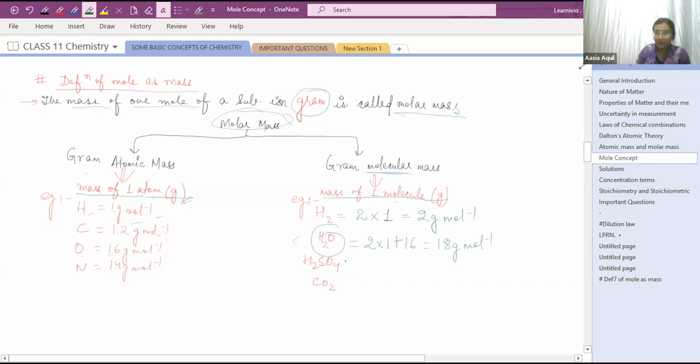Like, what will it be for H2SO4? Just tell me. H2SO4 is 2 into 1, plus 1 for sulfur, what is the atomic mass of sulfur? 32. Yes, it is 32. Plus oxygen is 16 into 4, which is 64. 64 plus 32 plus 2 gives you 98 gram per mole. So 98 gram per mole is the gram molecular mass of H2SO4, sulfuric acid.